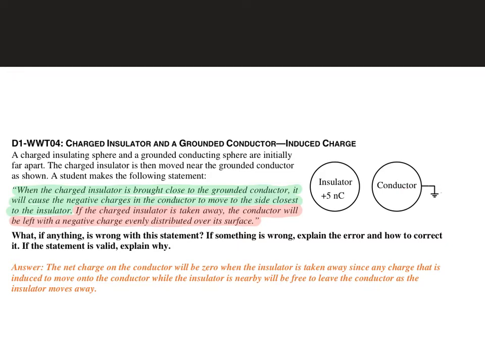Now, if there were no grounding wire, or if you cut the ground wire before you move the insulator away, then yes, you would have a change in net charge. While the insulator's there, we increase the net negative charge on the conductor because we pulled electrons from a place other than the conductor. The only way we could increase the charge on the conductor would be to cut the ground wire before we move the insulator away. But if we don't, it'll just go right back to the way it was.